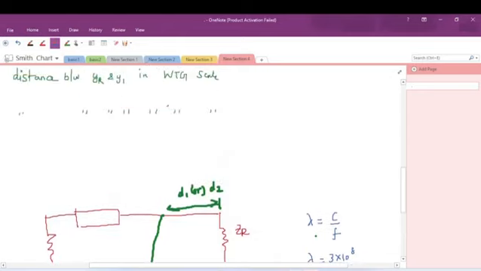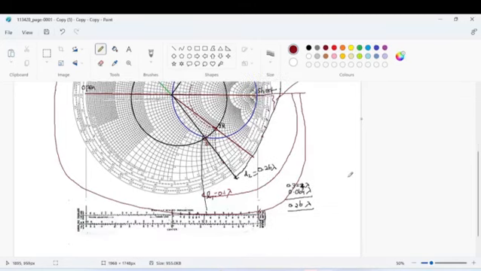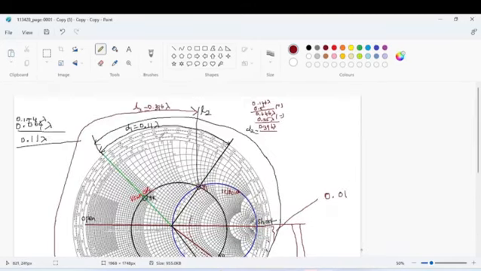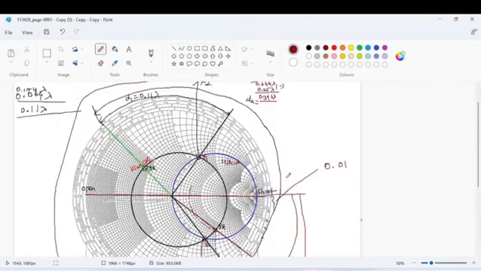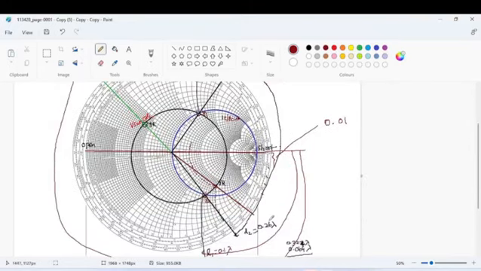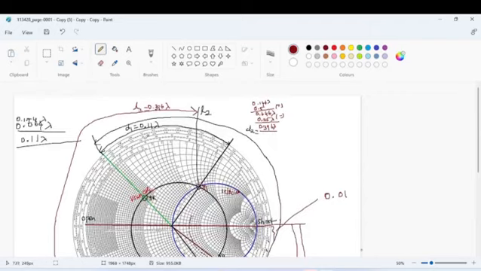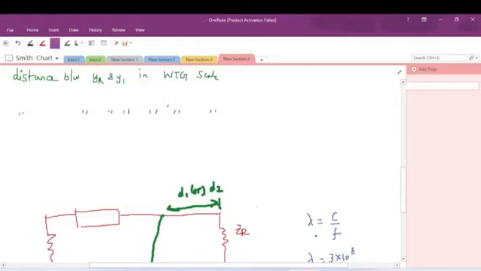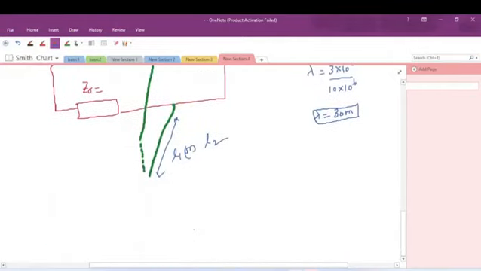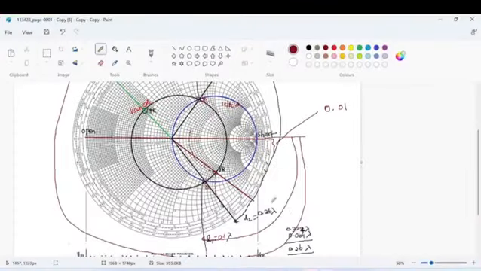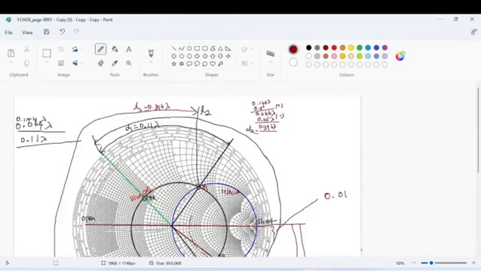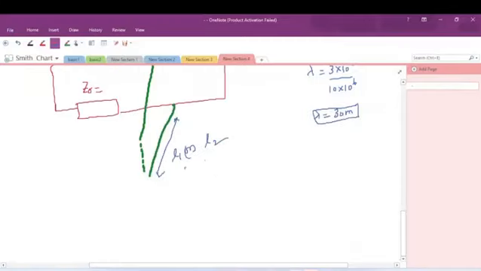Already we found out the value of D1, D2, right? So you can see that. D2 is 0.26 lambda, D1 is 0.11 lambda, right? So D1 is 0.11 lambda and D2 is 0.26 lambda. Similarly, L1 is, from here to here, 0.1 lambda, and L2 is 0.396 lambda, right?